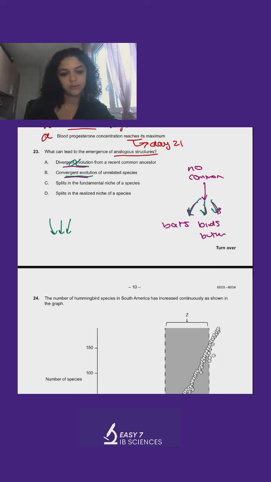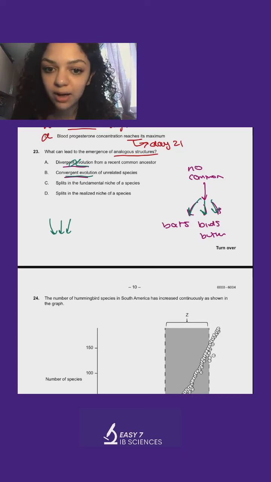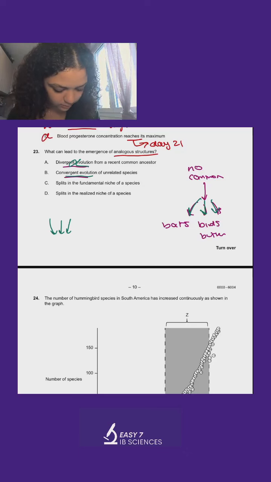Okay, so convergent is something similar in all. So species who have evolved with similar structures but are unrelated in species, unrelated in common ancestor. That's why our answer is going to be B.